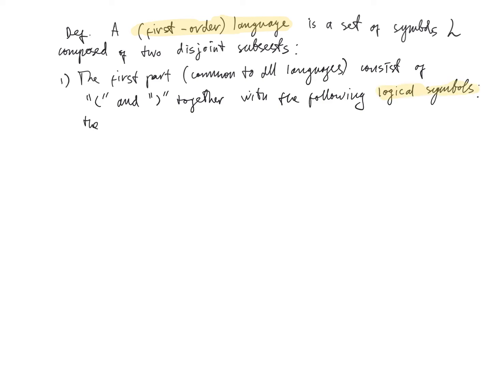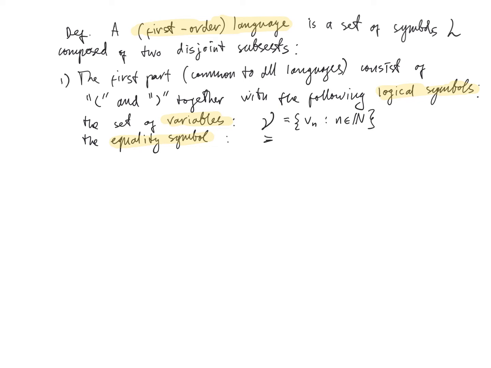These include the set of variables, which we'll denote as curly V, and it consists of the variables v_n, so just elements of the set, v_n, for n an arbitrary natural number. So it's a countable set of variables. It also includes the equality symbol, so just a single symbol, equals. It also contains symbols for the connectives, for which we include the negation, or not, and we include the conjunction symbol, or and. And finally, we have the existential quantifier.